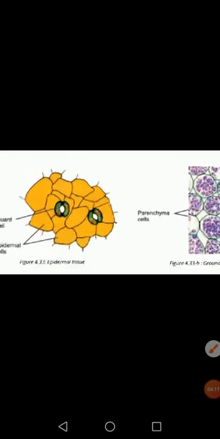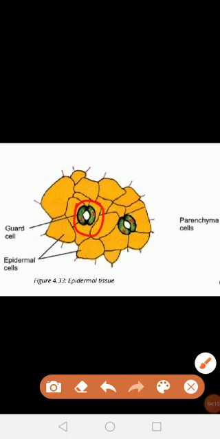This is the epidermal tissue. Here the stomata are shown, and these stomata are responsible for the exchange of gases in plants.